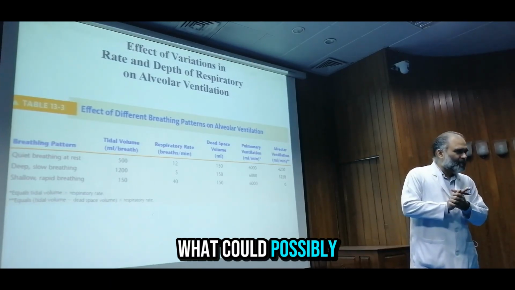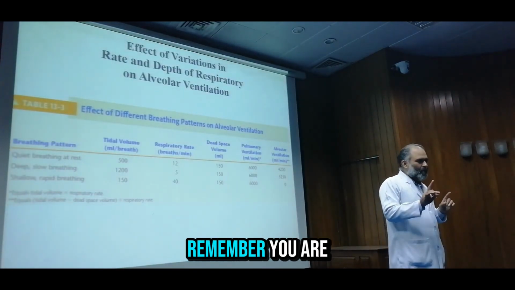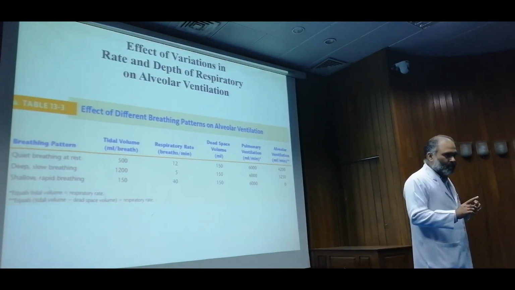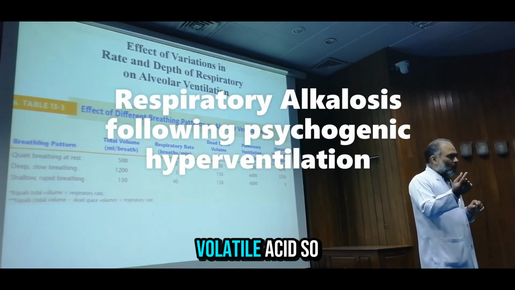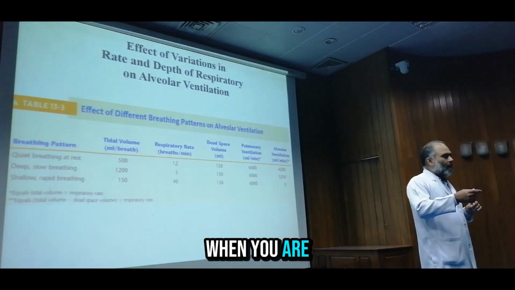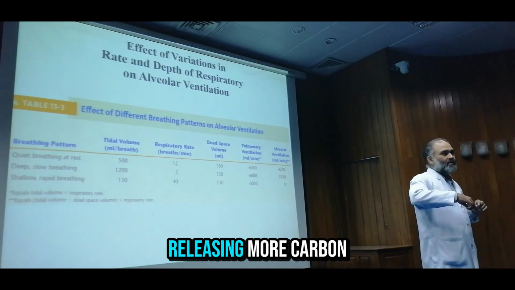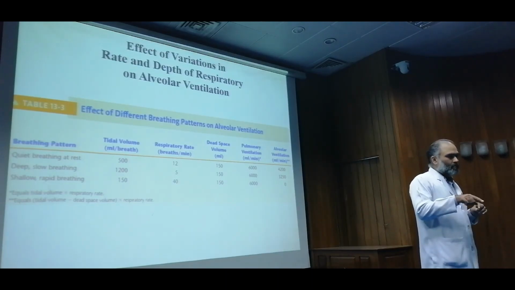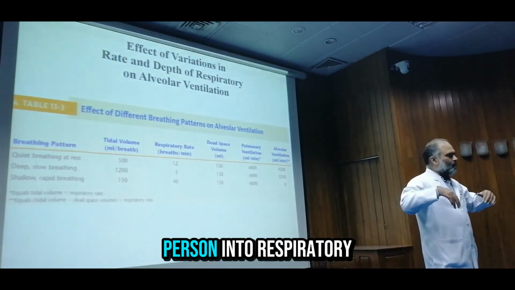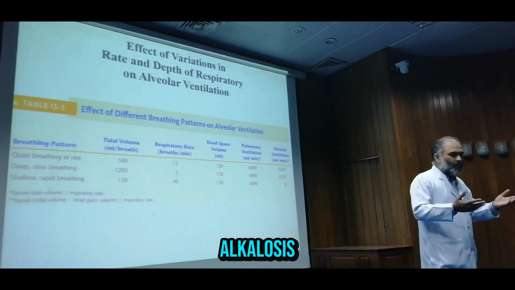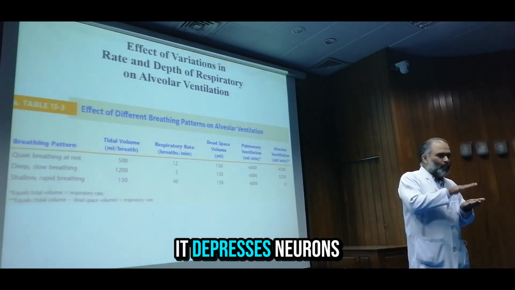What could possibly be that acid-base disorder? Could it be acidosis or alkalosis? Remember, you are hyperventilating. It's alkalosis. Why? Because you're breathing out carbon dioxide. Carbon dioxide is a volatile acid. So when you have an abnormally high respiratory rate, you are releasing more carbon dioxide than you should. That depletes the acids in the body and puts the person into respiratory alkalosis. Respiratory alkalosis, or alkalosis itself, is depressing on the neurons. It depresses neurons. Faint.